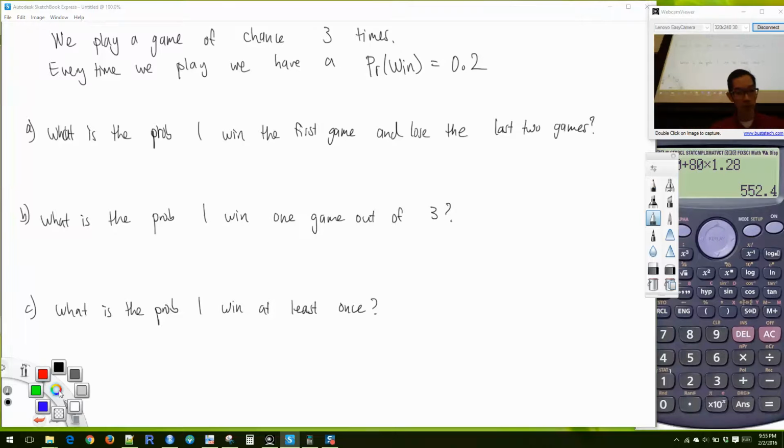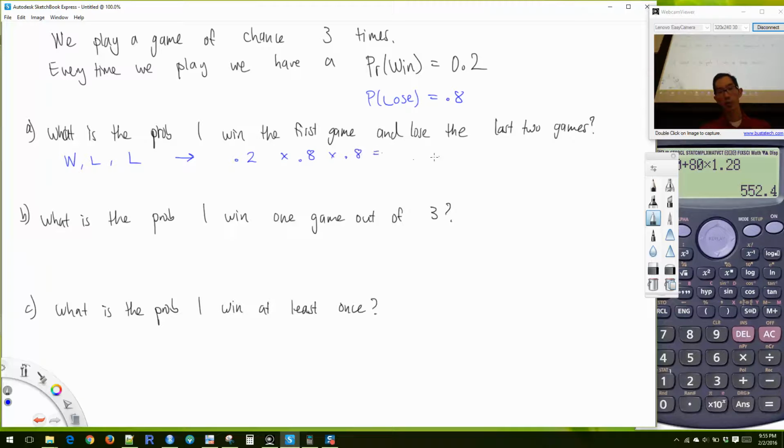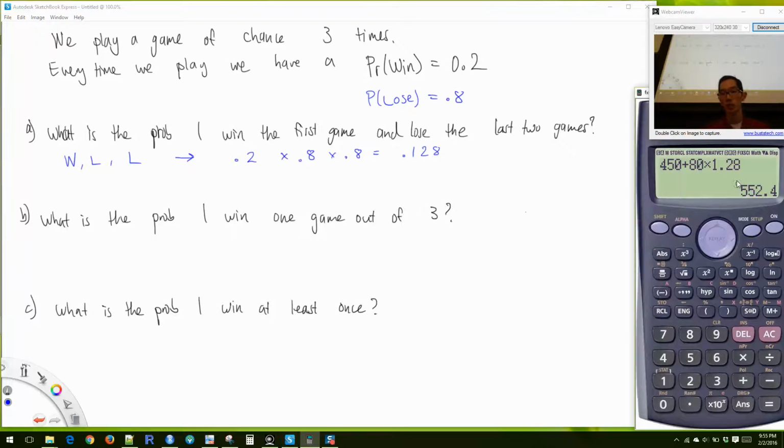Okay, let's take a look here. What is the probability I win the first game and lose the last 2 games? So in this case, order matters, so this is not a binomial problem, okay? The order of events has to be win, then loss, okay? So the probability of winning is 0.2. What is the probability of losing? 0.8, okay, simple enough. So this is going to be 0.2 times 0.8 times 0.8, okay? So I'm going to get 0.128 if I multiply these out. Okay, 0.2 times 0.8 times 0.8, 0.128, okay?